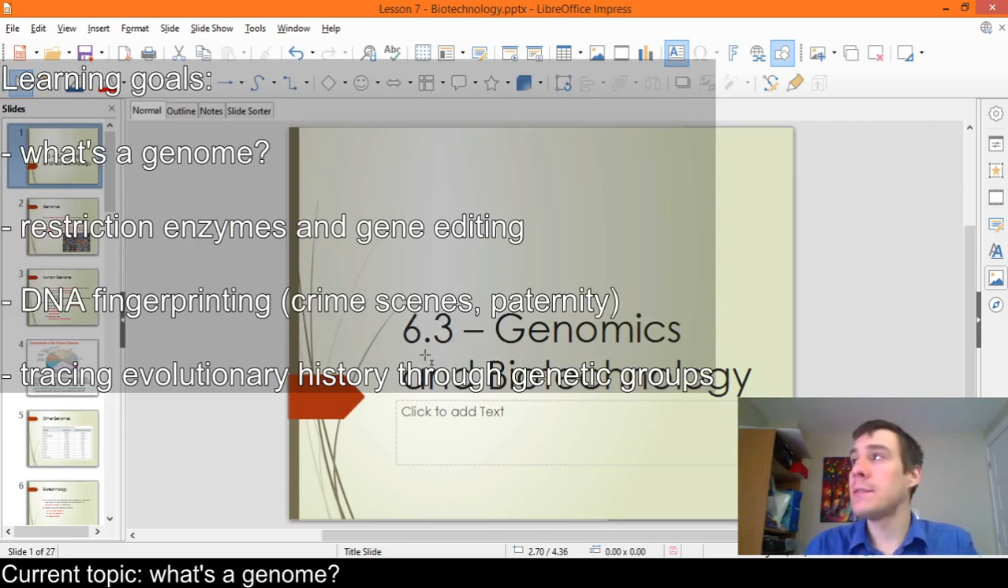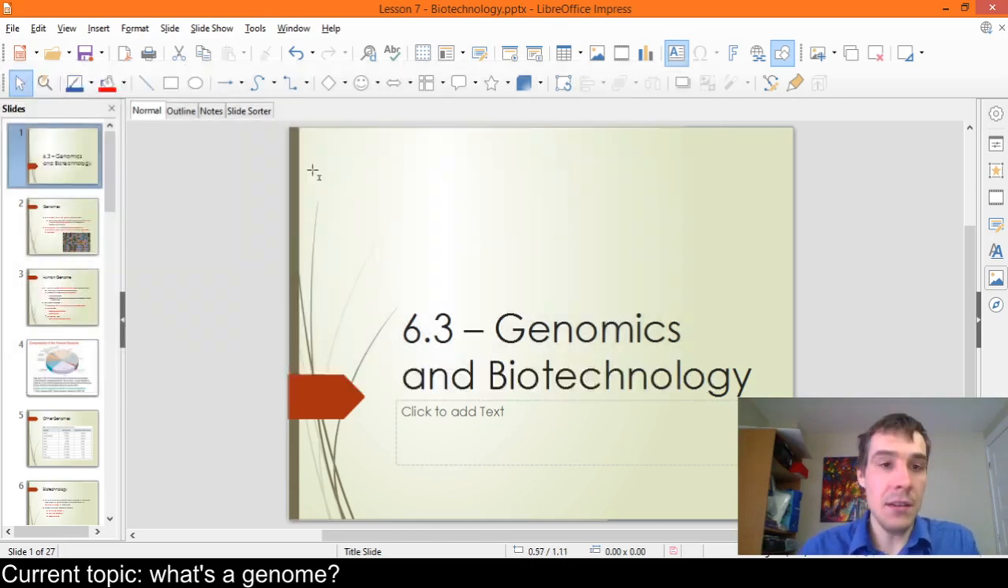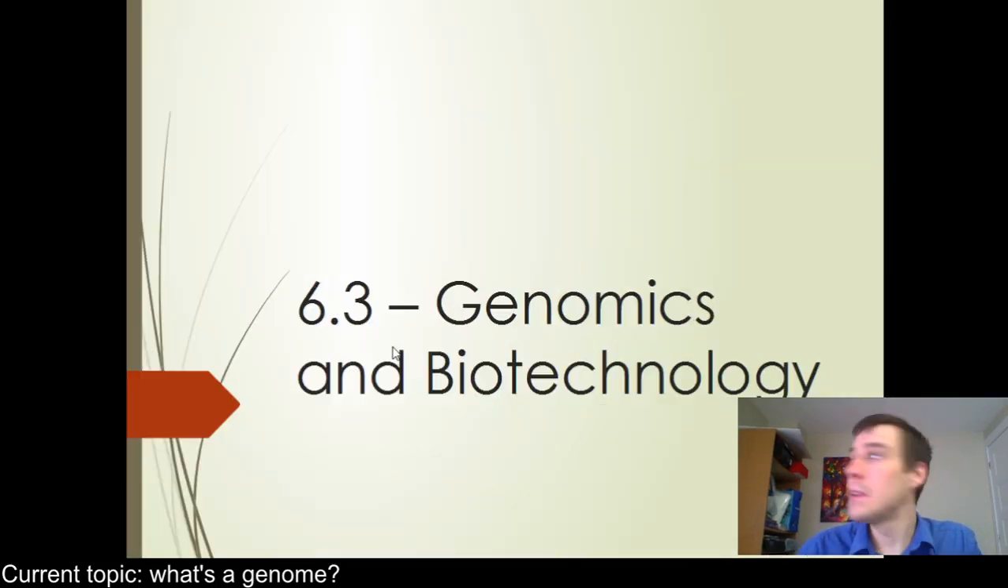Here's our learning goals. First off, what the heck's a genome? Second, we're going to talk about restriction enzymes and gene editing. You might have heard of CRISPR. We're going to talk about CRISPR. Then we're going to talk about fingerprinting, like DNA evidence. And then finally, being able to trace evolution through the genetic diversity, through the genetic changes that have happened in a population. So get that out of there, and we're just going to jump right in.